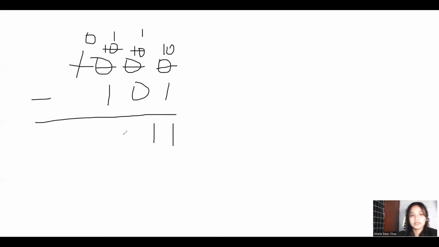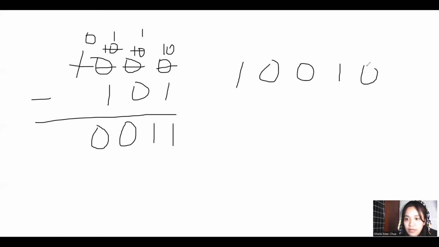1 minus 1 is 0. Then bring down 0. So 1, 0, 0, 0 minus 1, 0, 1 is 0, 0, 1, 1. Now, let's have our fourth example, which is 1, 0, 0, 1, 0 minus 0, 1, 0, 1.